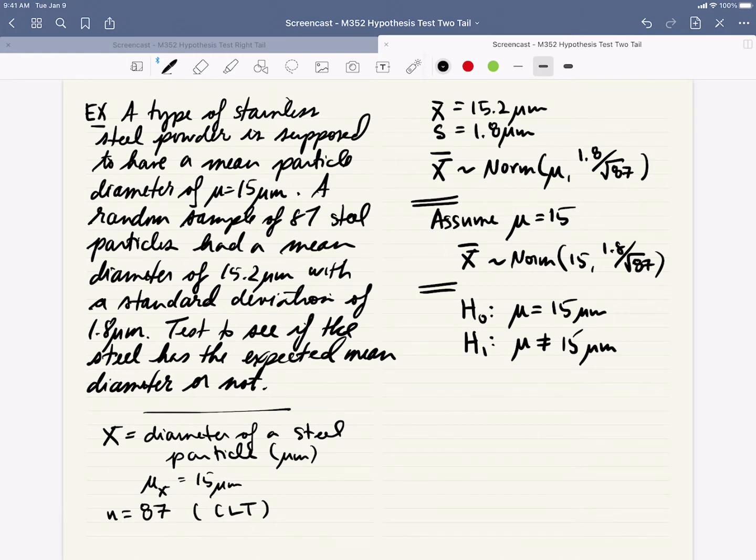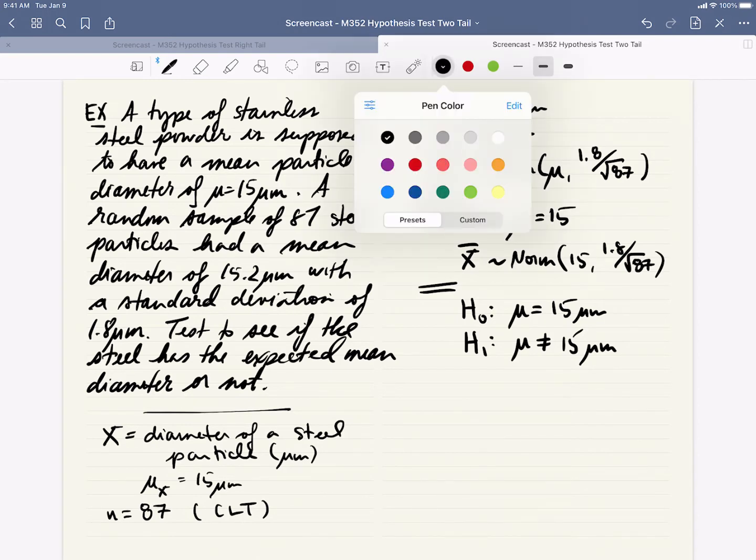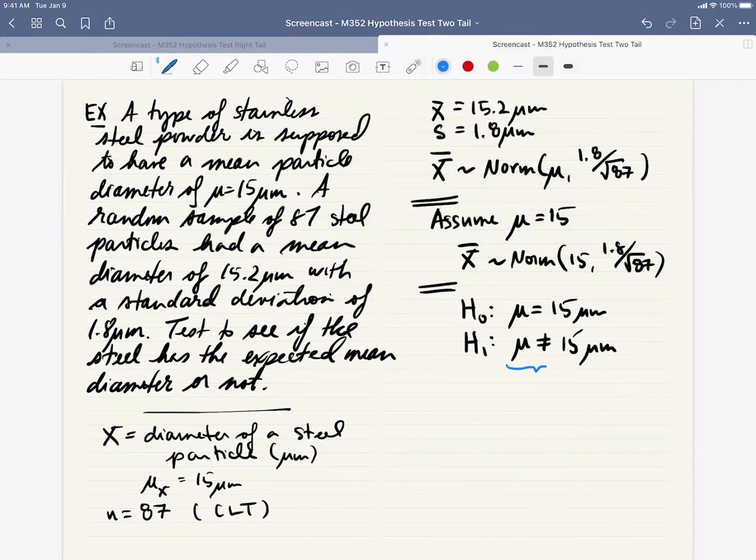Now, right here you can see that this example is very different from the previous two examples that I worked. In the previous two examples, my alternative hypothesis had an inequality there. Here I've got a not equal sign, but to make a connection between what we did then and what we're doing now, note that I could rewrite this as mu is less than 15 micrometers or mu is bigger than 15 micrometers. And here's where you see the two tails come into play.